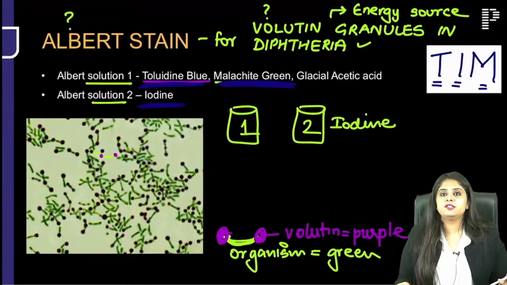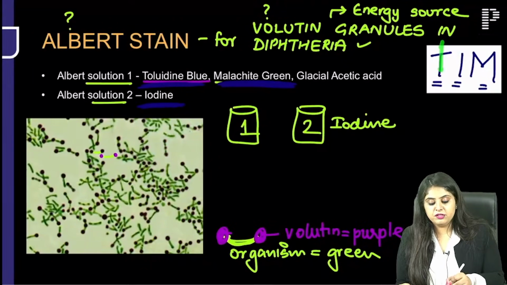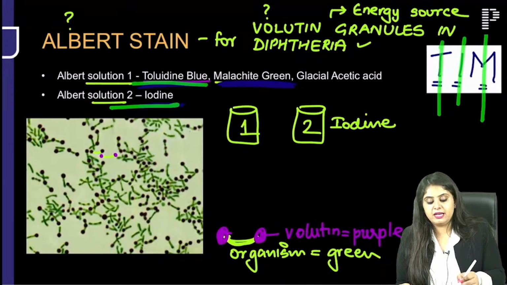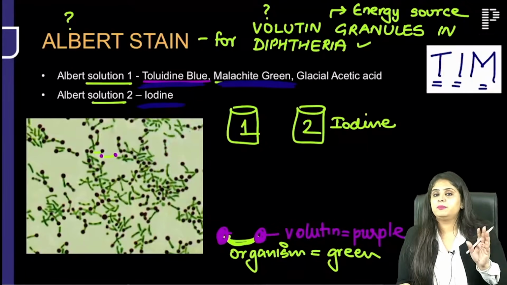Now can you do Albert staining? What will you add first? What will you add second? What will you add third? So please remember, first you will add toluidine blue, second you will add iodine, third you will add malachite green. This I'm telling you from MCQ because Albert staining does not come in practical.